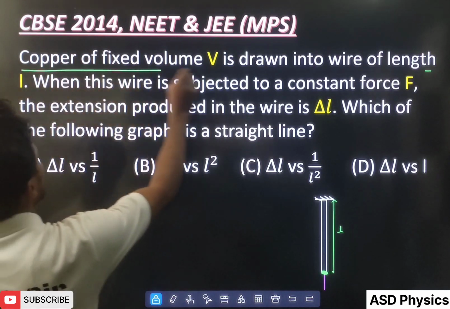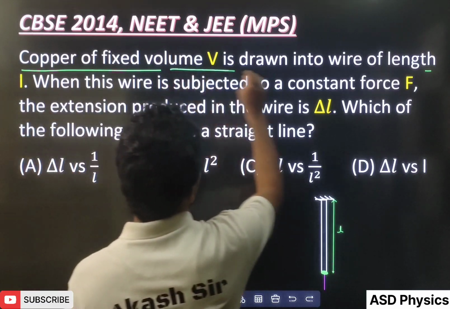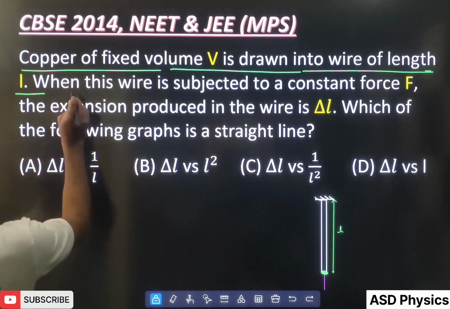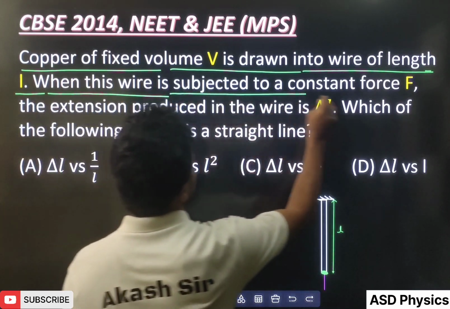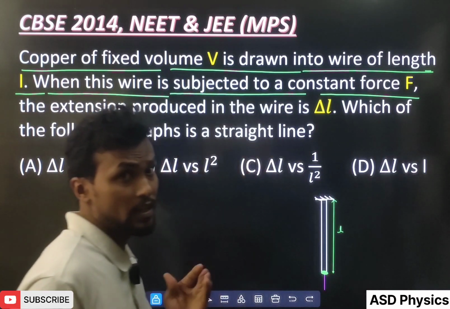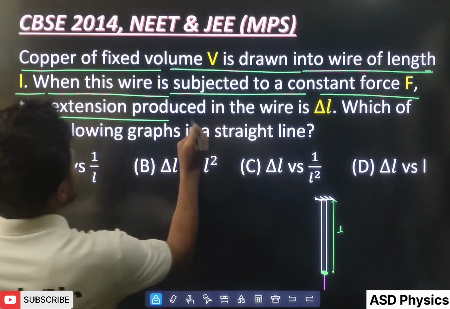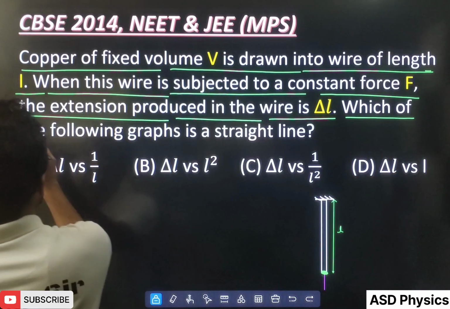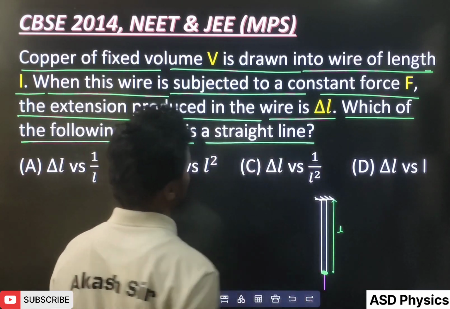The question is: copper of fixed volume V is drawn into a wire of length L. When this wire is subjected to a constant force F, the extension produced in the wire is delta L. Which of the following graphs is a straight line here?